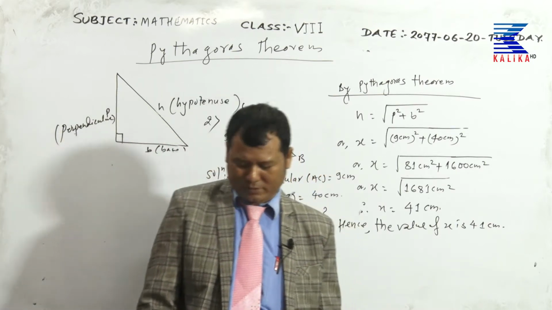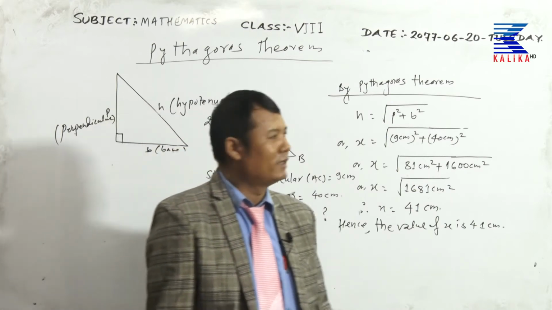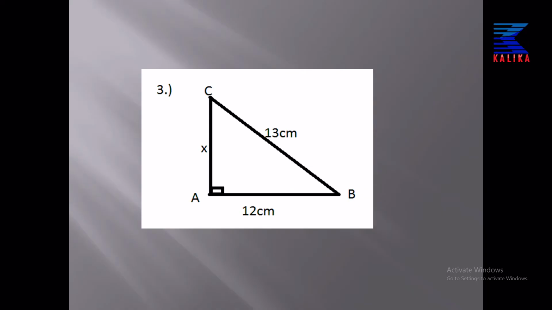And some related questions, please. Another problem. Next slide, please. What is the question? Look here, please. Question number 3. Now here the perpendicular is unknown, denoted by x. AC is unknown, and it is denoted by x. In question number 3, it is 13 cm and 12 cm.